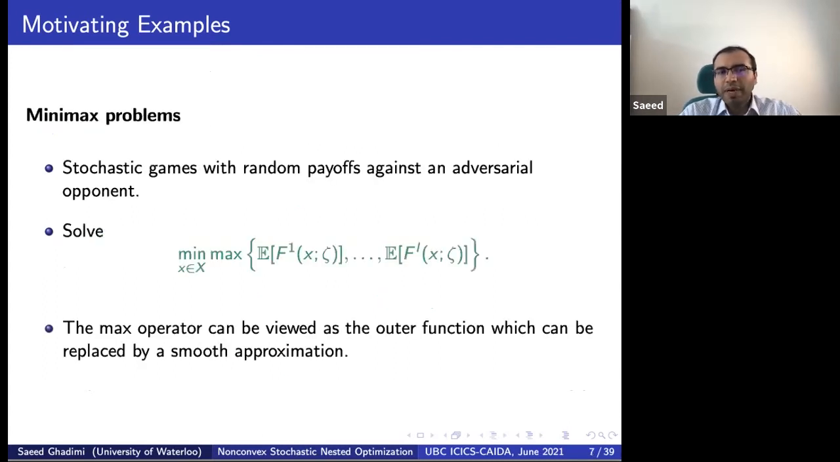The next one is minimax problems. So assume that you have stochastic games with random payoffs. So in this case, we want to solve this minimax problem. Here, the max operator can be seen as the outer function, and this would be the inner function. And this max function is not a linear function, in the sense that, actually, it's not a smooth function here.